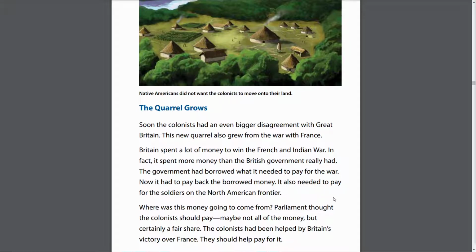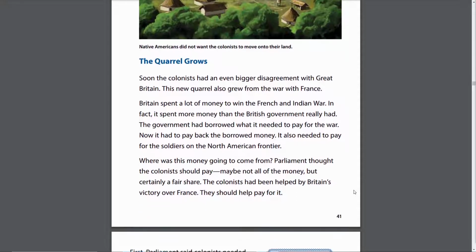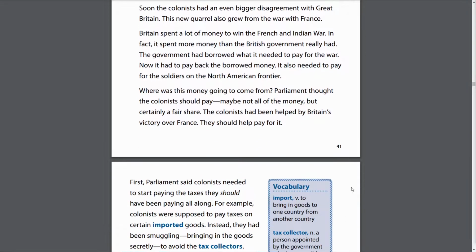Britain spent a lot of money to win the French and Indian War. In fact, it spent more money than the British government really had. The government had borrowed what it needed to pay for the war. Now it had to pay back the borrowed money. It also needed to pay for the soldiers on the North American frontier. Where was this money going to come from? Parliament thought the colonists should pay. Maybe not all the money, but certainly a fair share. The colonists had been helped by Britain's victory over France. They should help pay for it.